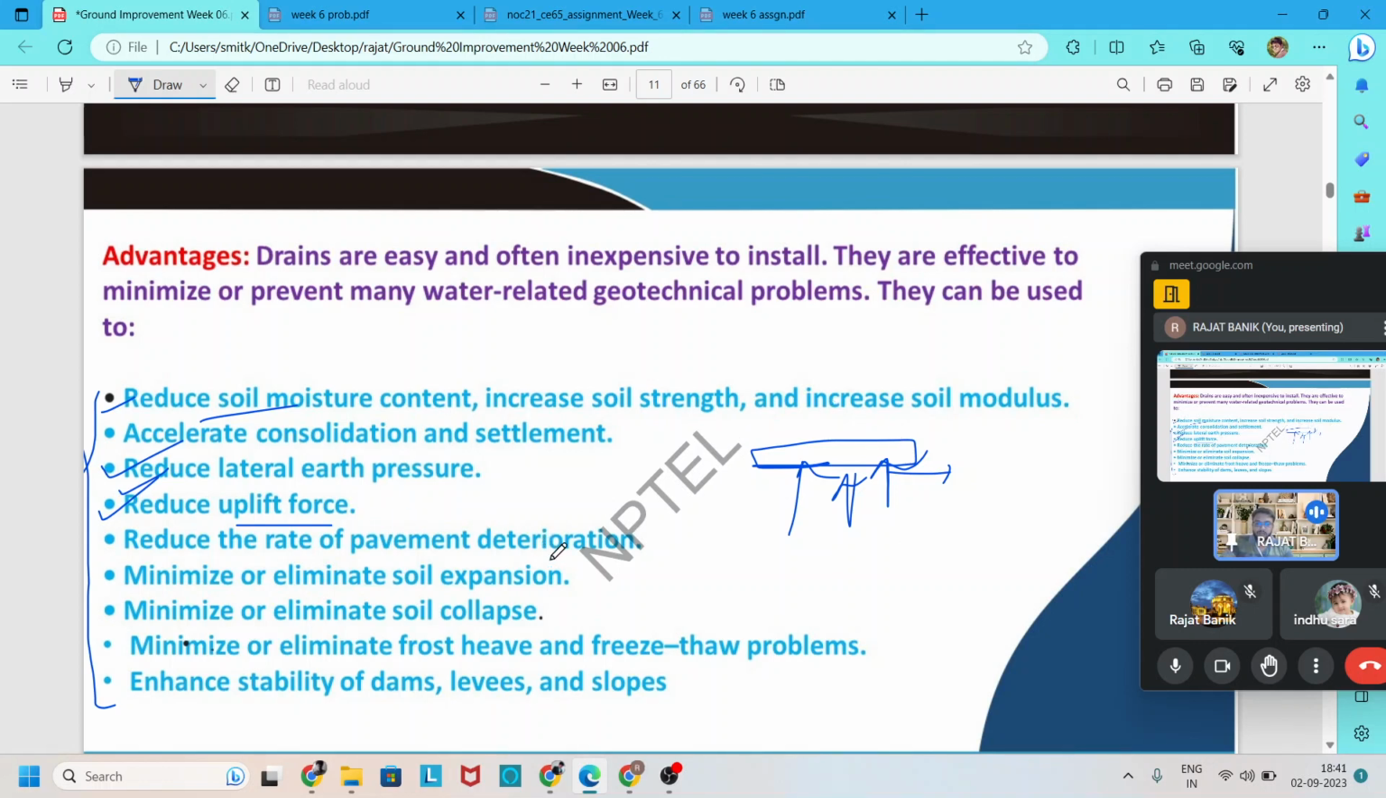Also, the rate of pavement deterioration. We saw in the previous pictures that below the pavement there is a drainage present, and due to this arrangement, water gets collected and pavement strength is increased. And the other benefits are to minimize soil expansion, minimize soil collapse, minimize frost and heat action, and enhance the stability of dams, levees, and slopes. All these cases we already discussed in our previous slide.